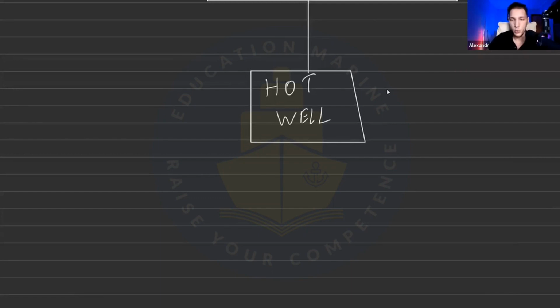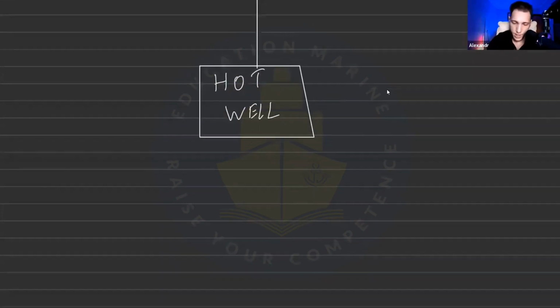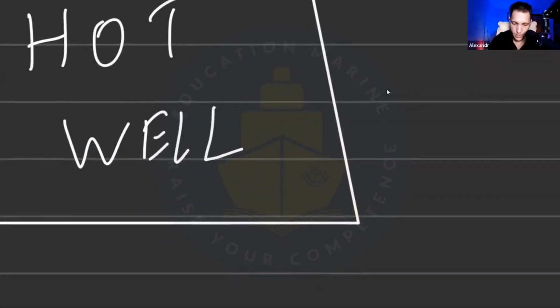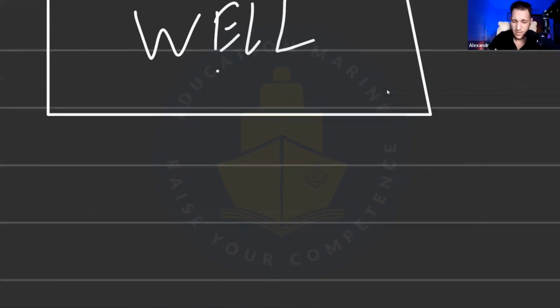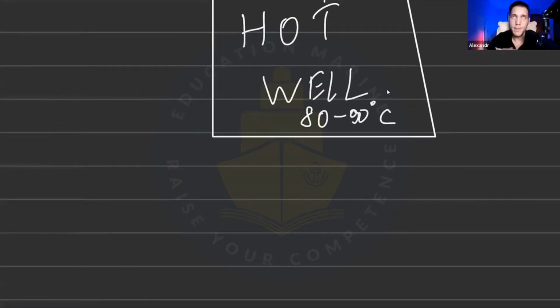So what's a hot well? A hot well generally is a kind of cylinder, container, box. It doesn't matter, it's something where you have all your water. By the way, you should remember that the temperature in your hot well must be quite high. That's from 80 to 90 degrees centigrade. So 80 is just the minimum. It should be 85, 90.